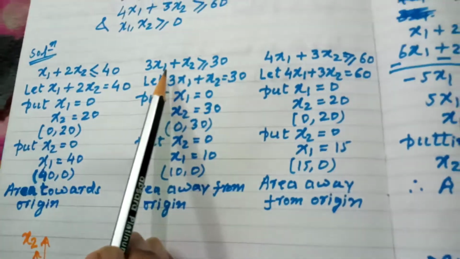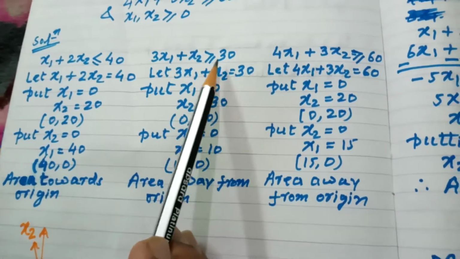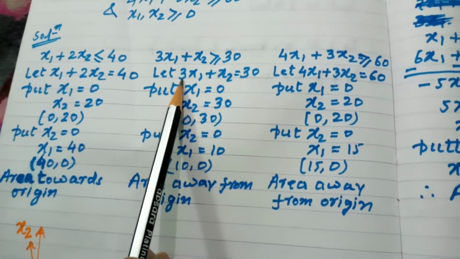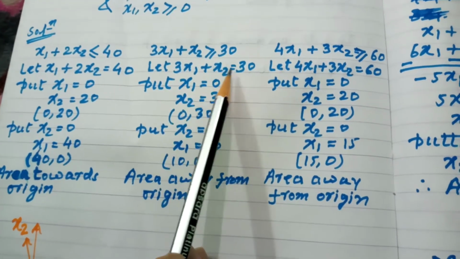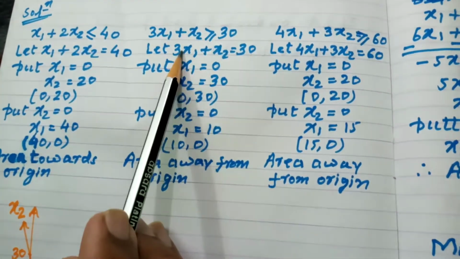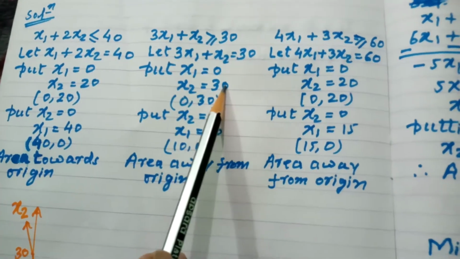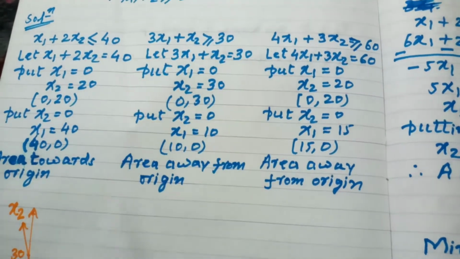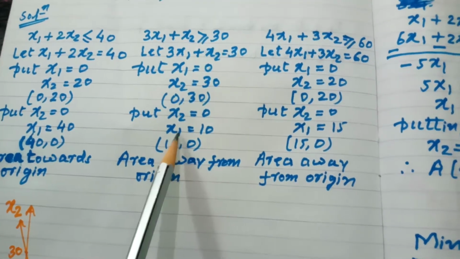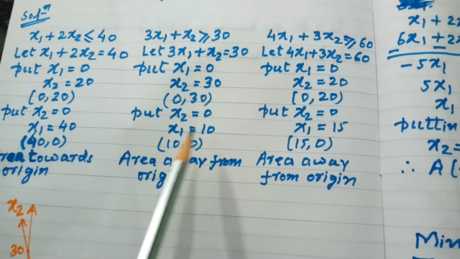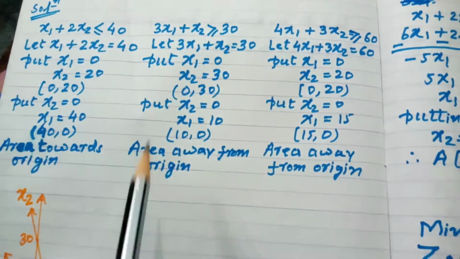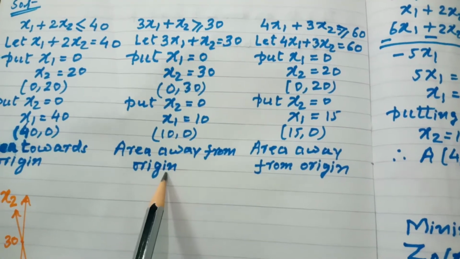Coming to the second constraint, it is 3x1 plus x2 greater than equal to 30. The sign is of greater than equal to type. Converting it to the equation, 3x1 plus x2 equals 30. Then putting x1 equals 0, we get x2 equals 30. So the first point is (0, 30). Then after that we'll put x2 equals 0. So we get x1 equals 10. So the second point is (10, 0). And since the sign is of greater than equal to type, the area will be away from origin.